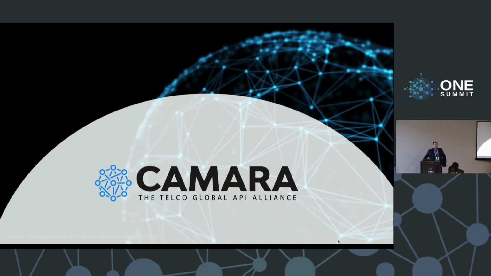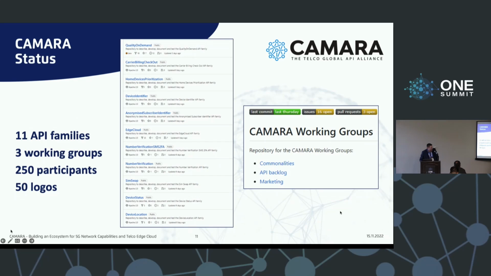You have mentioned 11 APIs. Can you list some of those? I understand that you don't have them all by heart. Let's see. I think they're here. Quality on demand, carrier billing, home device prioritization, device identifier, anonymized subscriber identifier, edge cloud, number verification, SMS two-factor, number verification. I don't remember exactly which one was which. SIM swap, device status, and device location are the current ones.